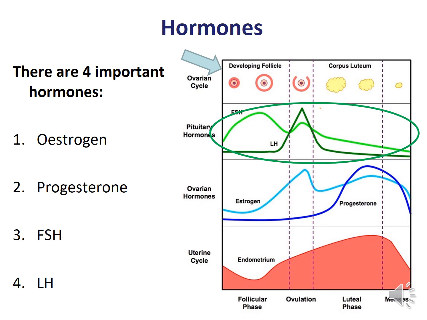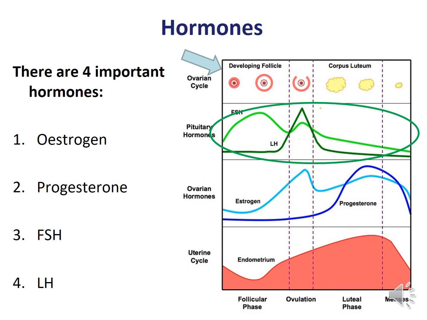This diagram also has right at the top, the final part, an image of what the developing follicle looks like, and then the corpus luteum, and showing what is happening. So ovulation, you can see that the developing follicle, there's a gap in the follicle. This is where the ovum is going to be released.